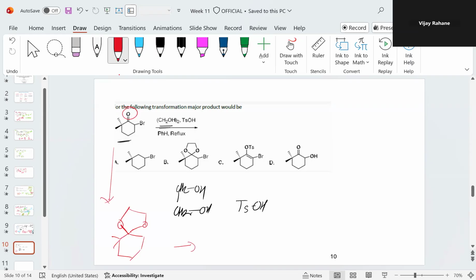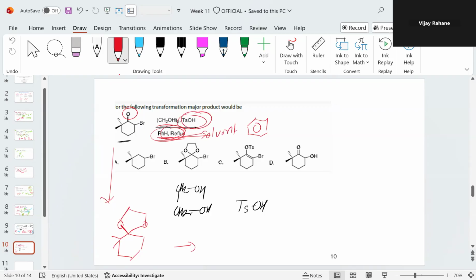The next one, we have the catalytic acid, so that assists the formation of this ketal. Then we have PhH, which is basically benzene, and the reflux. So there are no other steps at all. This benzene is non-reactive, so I don't think it has any reactivity here. This is just a solvent.